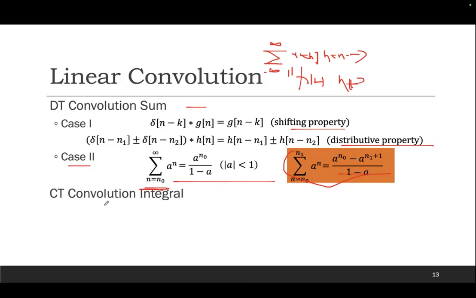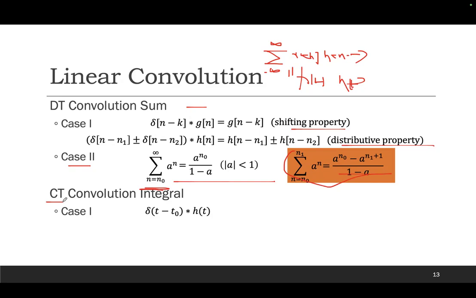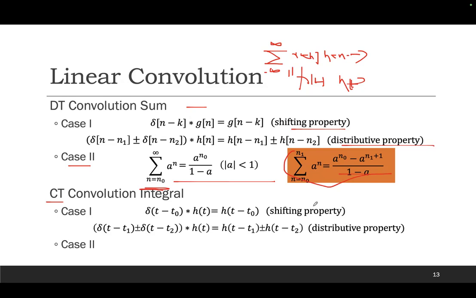And then for the CT convolution integral, it is similar. For case one, the equations are similar, and x(t) and h(t) are simple functions, so you can use some properties to get the result. For case two, because the convolution integral has the integral function, you try to convert your equation to this form, and then use this equation. Does that make sense to you?